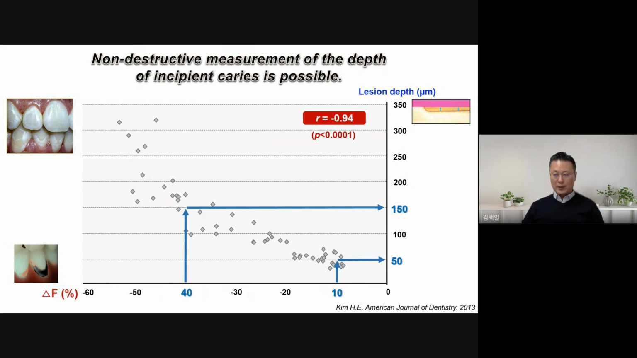We made this plot. You can see the correlation coefficient R is almost over 0.94. It's a completely linear relationship. It means that we don't need to cut the tooth. If you want to know the lesion depth of early caries, we just take the image by QLF, then analyze it by delta F. That's enough.